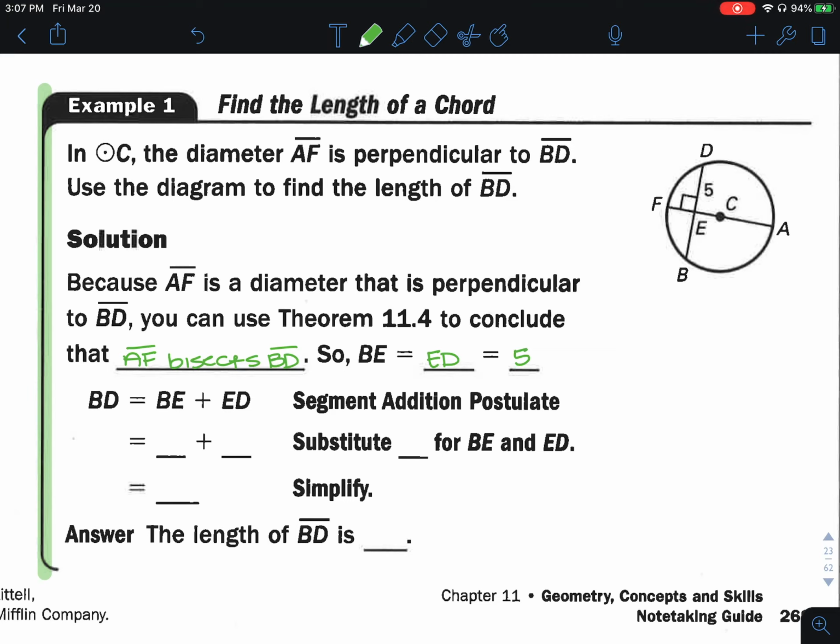Okay, want to find the measure of BD. So I need BE and ED. Well, they both equal 5, so I'm going to substitute 5 for both of them. So 5 and 5. Add them together, I get 10. So the length of BD is 10.